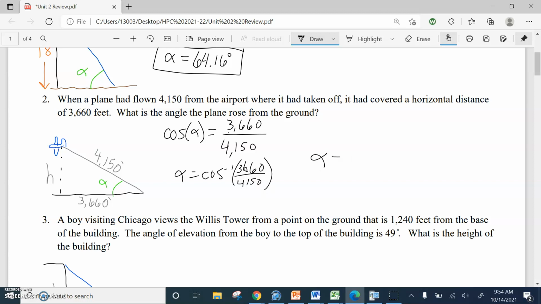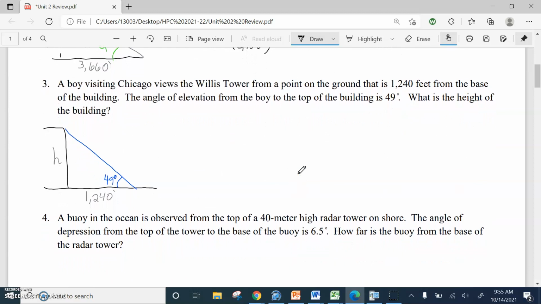And alpha ends up being approximately 28.12 degrees. Okay, make sure your calculator's in the right mode. You get the right ratios, all that good stuff. But that should be your answer for number 2.